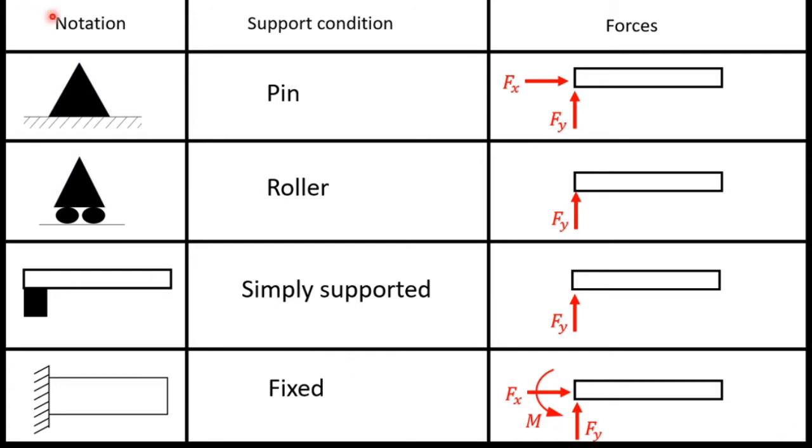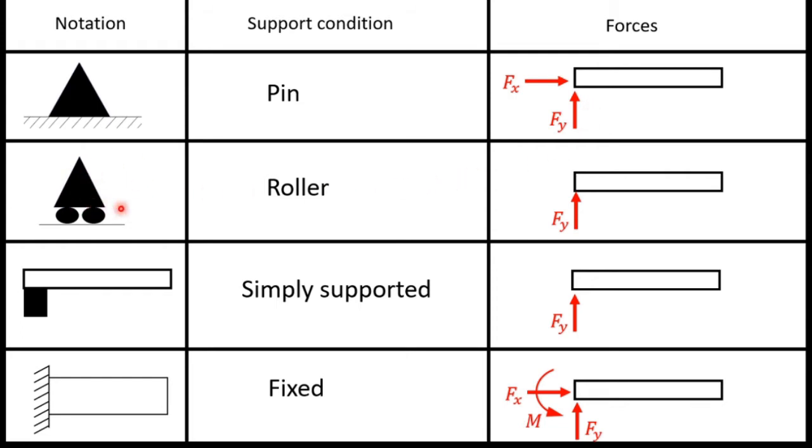So you can see here these are the notations, and this column has the support condition names, and these are the forces. The first one is pin support. This is the pin support notation, and if we have a pin support we mark two force components, one horizontal force component and one vertical force component.